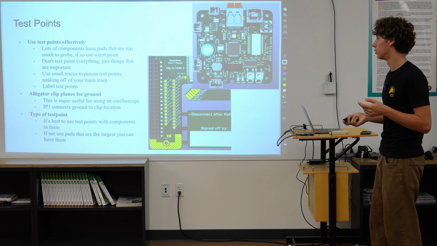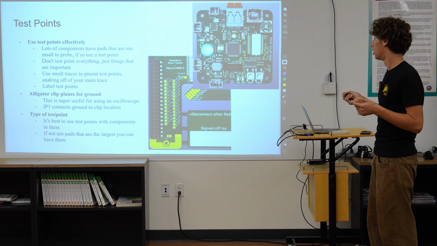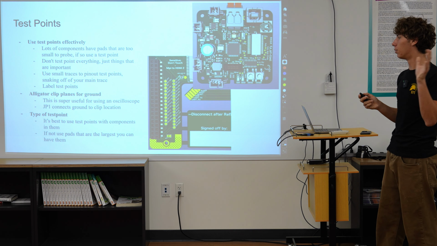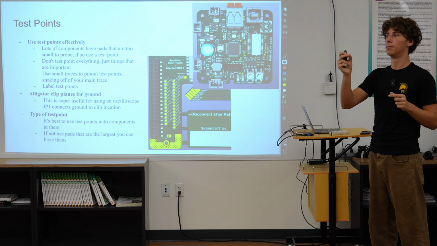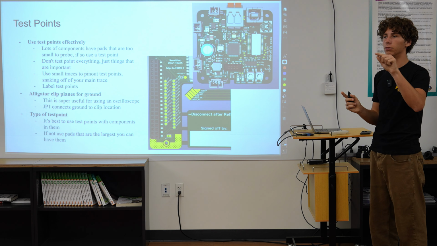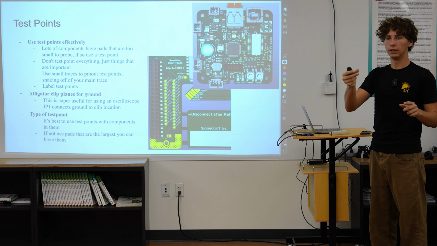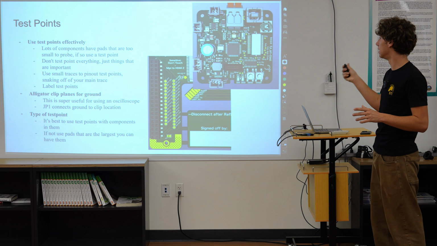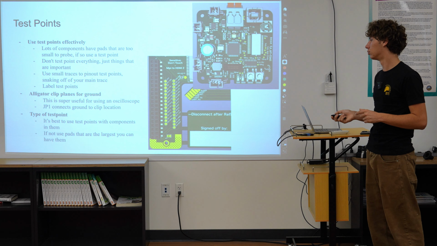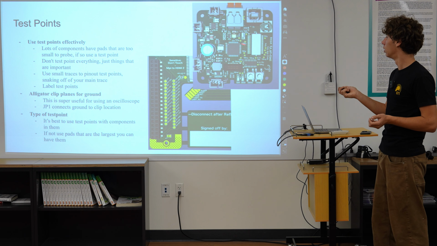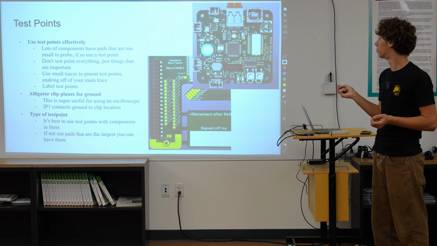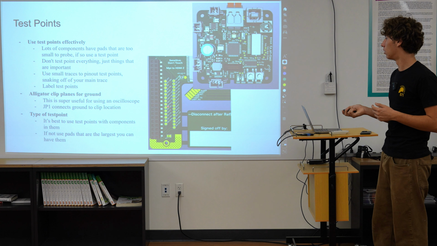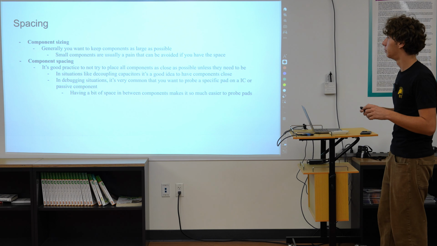So types of test points, it's best to use test points with components in them. And if not, use pads that are the largest you have. What I mean by components in them is there are these components that are like a rod and then it goes in a circle that you can really easily grab with an oscilloscope. But if you're short on space, like here, just use a pad, the largest one that you can use. Here we had really small pads, so when we were test pointing this, you needed a lot more precision. But over here, it was a lot easier to probe all of these just because they were a lot bigger.